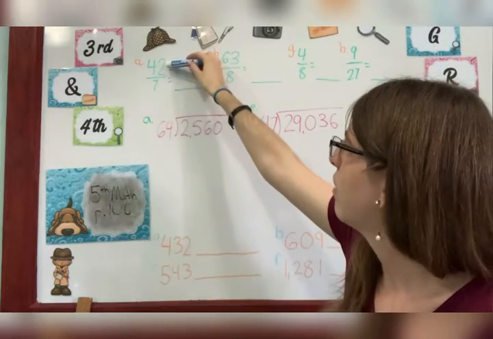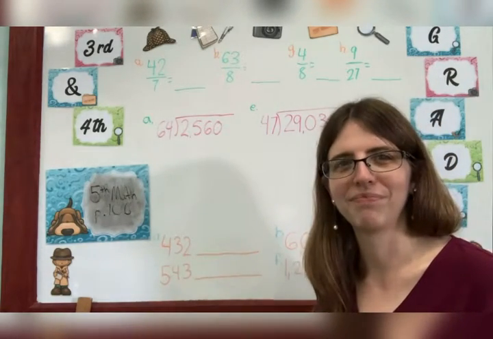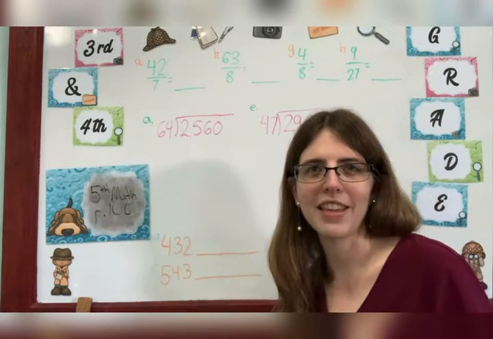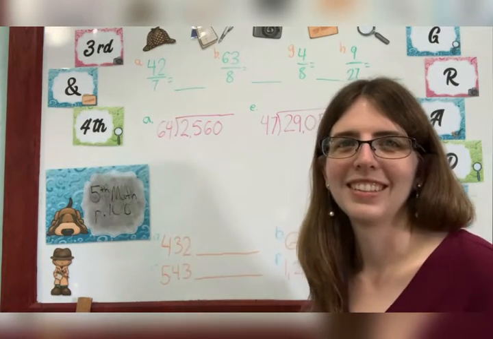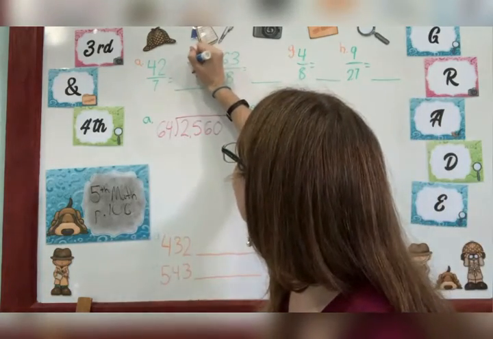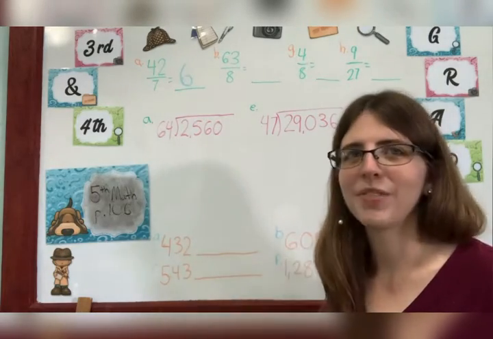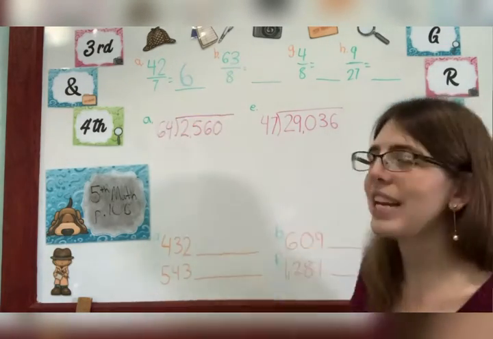So let's start. 42 divided by 7. What's 42 divided by 7? Think. Oscar. It's 6. Very good. So you'll put 6 in the blank. Okay? How about 63 divided by 8?